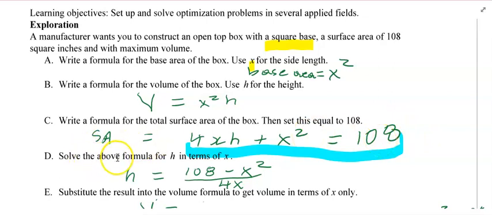D. Solve the above formula for h in terms of x. We will just do a bit of algebra here. Subtract x squared from both sides first. So we'd have 4xh equal to 108 minus x squared, and then we divide both sides by 4x, and we end up with h is equal to 108 minus x squared over 4x.